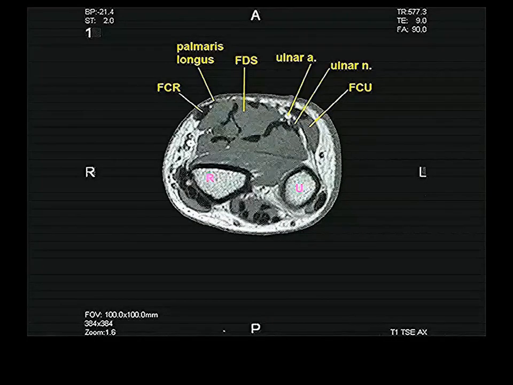Deep to flexor carpi ulnaris, we see the ulnar artery and the ulnar nerve. How do I know which is which? Because it doesn't seem that the colors are coming out right. The fact of the matter is that the ulnar nerve, as they enter the forearm, is always posteromedial to the ulnar artery, which is given off from the brachial.